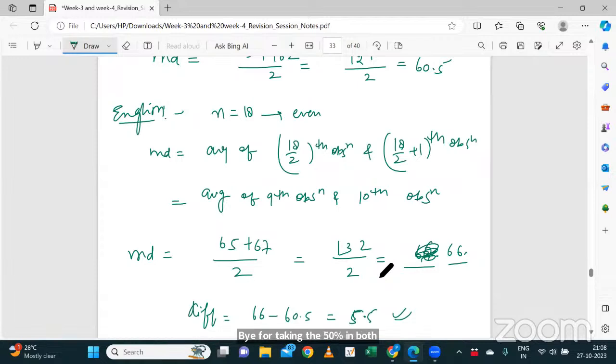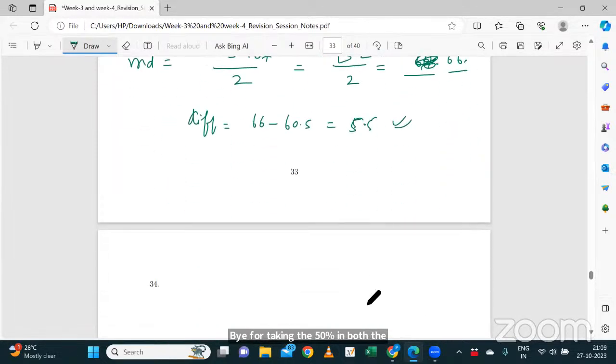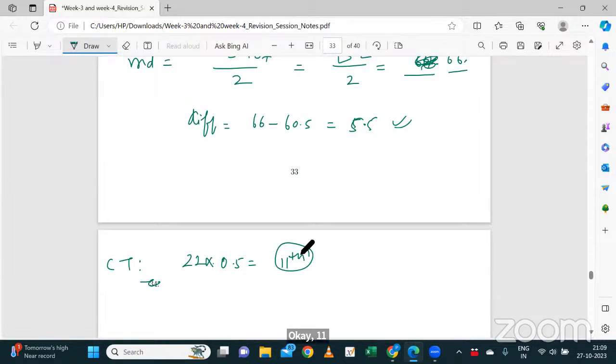Okay, the 50th percentile. If you take the 50th percentile, that means what? 22 into 0.5 for CT, right? Yes, sir. So what is the value of 22 into 0.5? 11. The 11th element, sir. So I think you took the 11th directly, right? Yes, sir. Why? Because the scores are already given in ascending order.